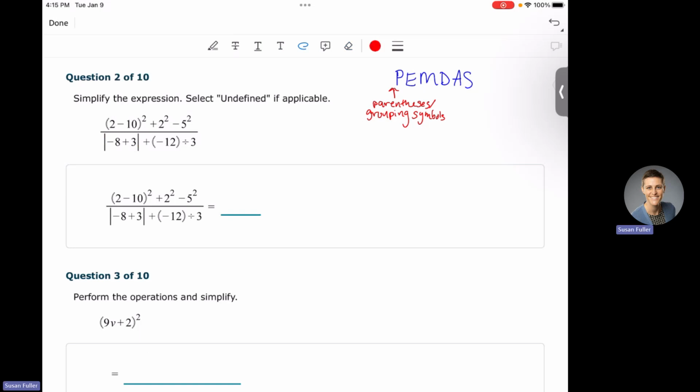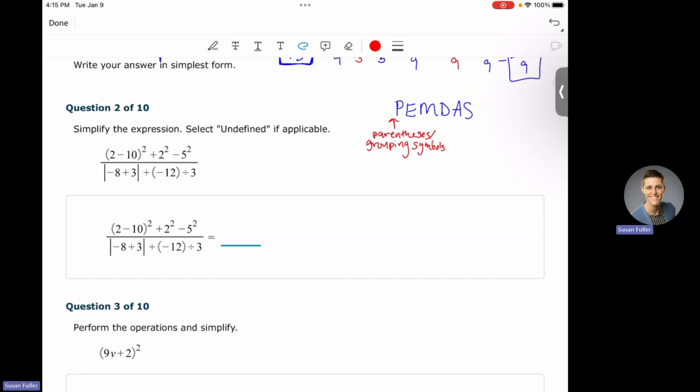So anything like inside an absolute value or inside a square root, those things are kind of understood to have grouping symbols around them because they're inside another function. So you also kind of have to understand that parentheses includes grouping symbols. And then the E here, the next thing you're going to do after parentheses is evaluate any exponents that you might have. And then in PEMDAS, the M and the D are actually grouped together.